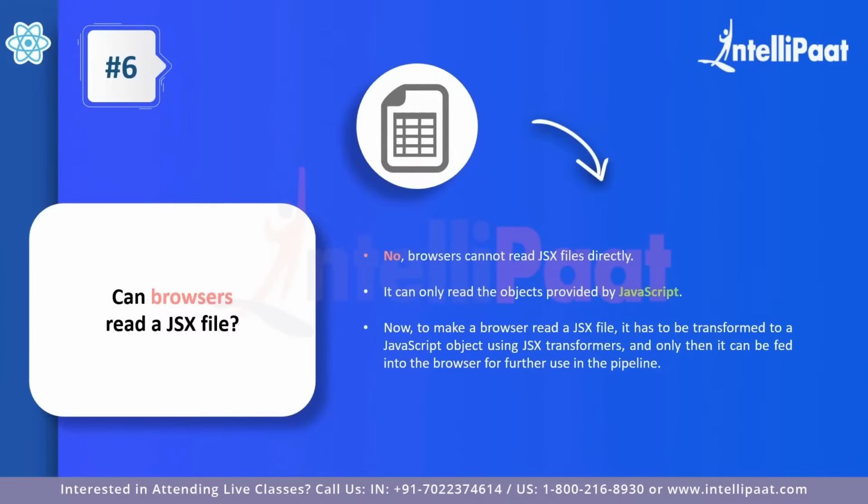Now, the case comes where if you answer no, then how do you make a browser read a JSX file? It will be the follow-up question you will be asked if you say no. So to explain that aspect of it as well, to make a browser actually read a JSX file, it has to be first converted into a JavaScript object using something called JSX transformers, and only after using JSX transformers can it be shown to the browser, with the browser making sense of it as a JavaScript object, and then it'll work further down the pipeline. So unless your browser sees the JavaScript object, it cannot understand JSX files directly, guys.